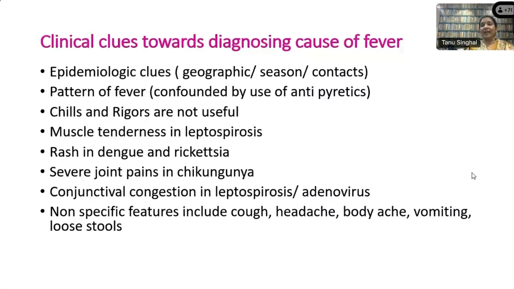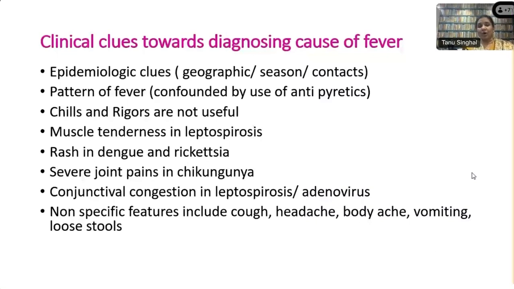But sometimes you can actually ask the patient about how much was the need for antipyretics 2 days ago vis-a-vis today, and you can try and decide whether the fever is actually getting better, which means it's viral, or it is getting worse. Now, chills and rigors are not useful.